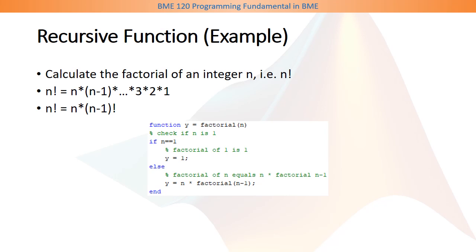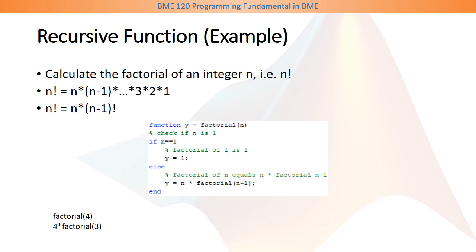So here is the code for the factorial function. You can see the exit condition is when n equals 1. At that point, the output will be assigned a value of 1. Otherwise, it will keep calling itself. Let's take an example of this function. For example, we're going to calculate the factorial of 4.